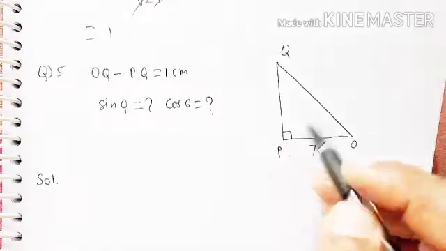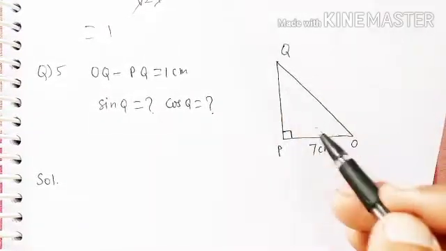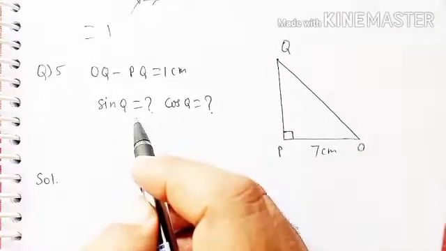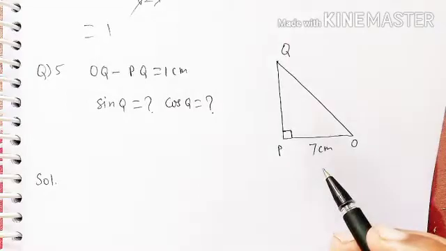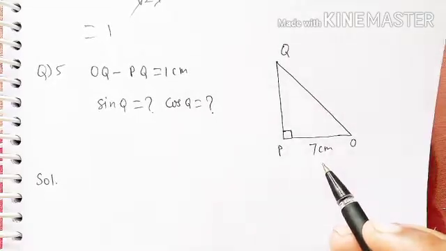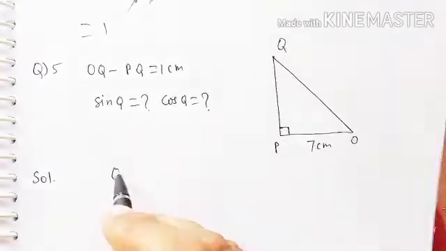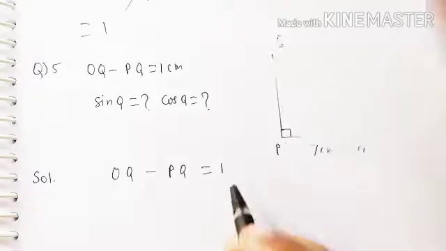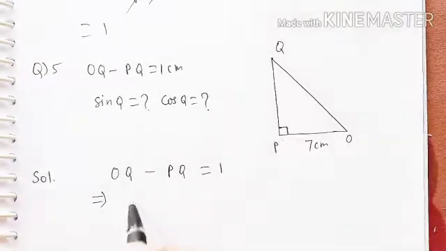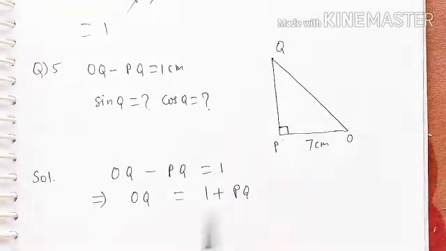So the next question is, triangle OPQ is a right angle triangle at P. OP is 7 cm, OQ minus PQ is 1 cm. We have to find sin Q and cos Q. For knowing sin Q and cos Q, we should know PQ and OQ. Here OQ minus PQ is 1. From here we have OQ is equal to 1 plus PQ.